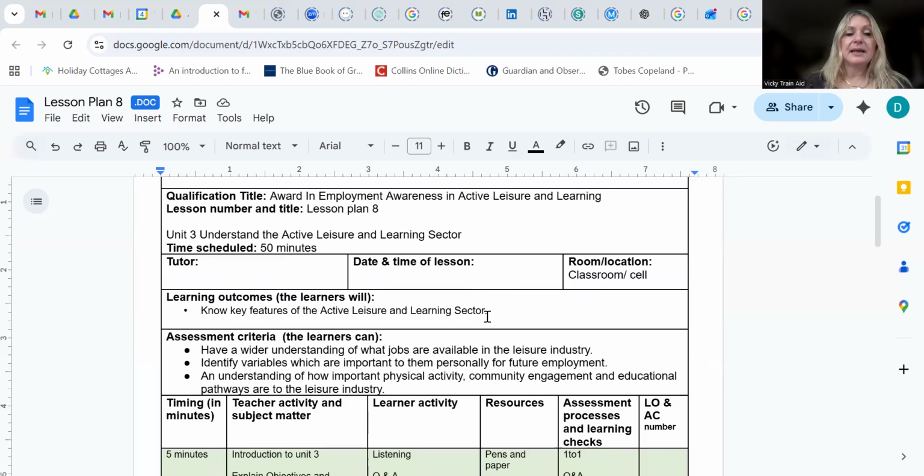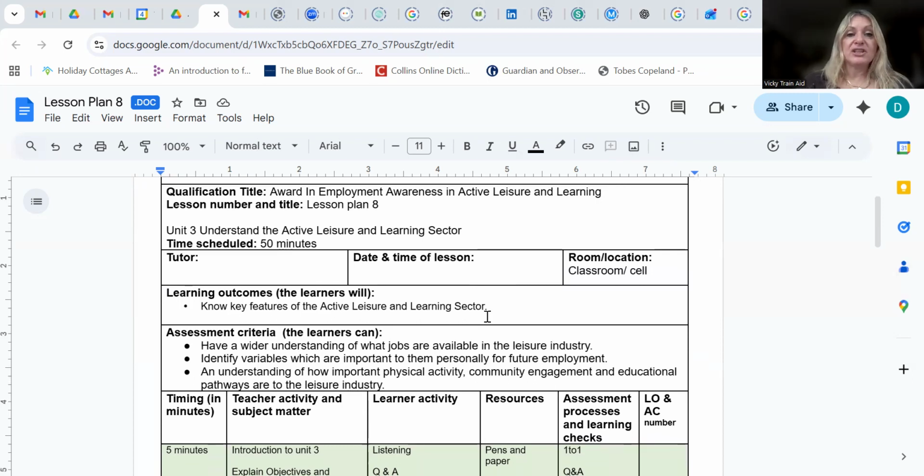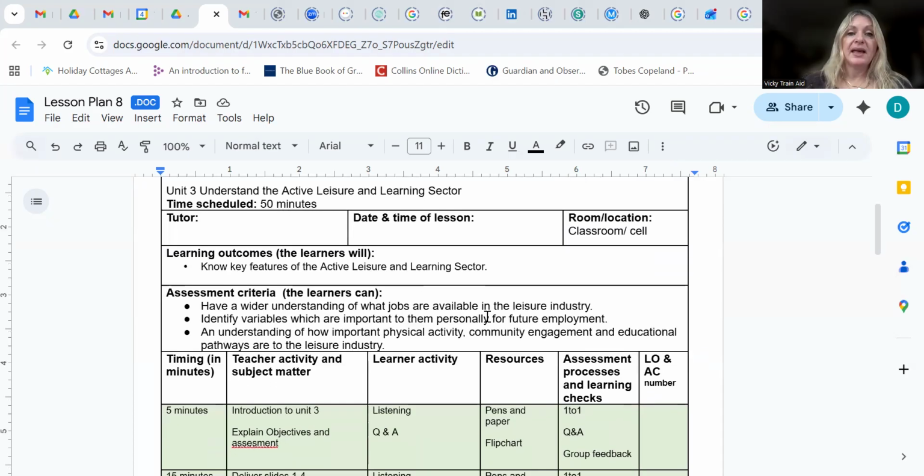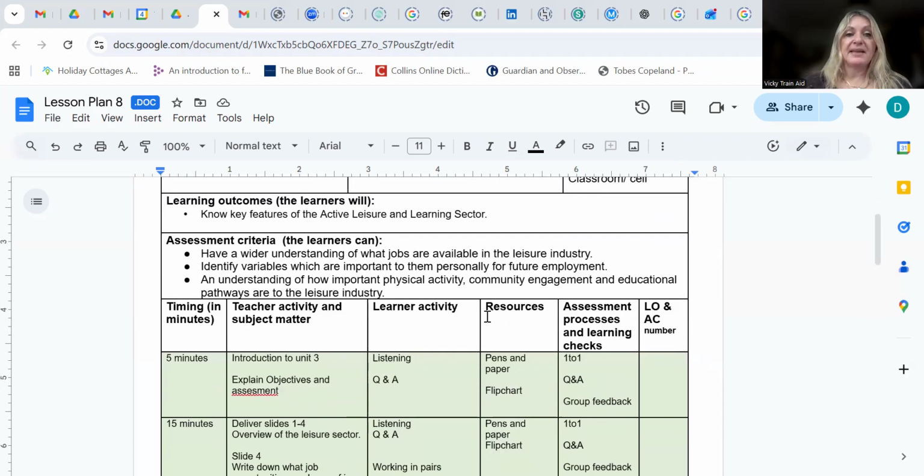And it shows you there what qualification it is, where the lesson comes in the scheme of work, how much time the lesson takes, the unit, etc. And then you've got the learning outcomes and the assessment criteria. And of course, that's what we need to see on a lesson plan. What were you trying to make the learners understand? And how were you going to tell if they've achieved those objectives?